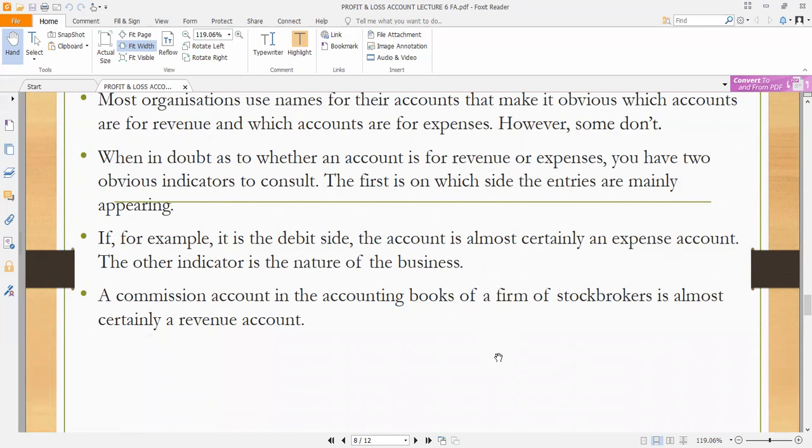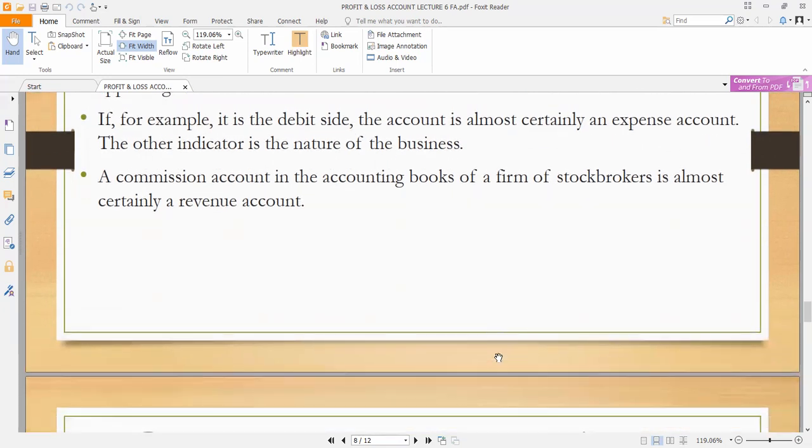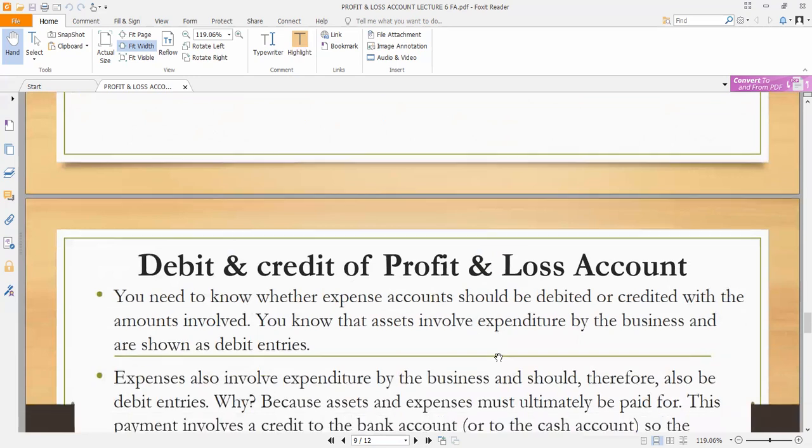Now, a commission account in the accounting books of a firm of stockbrokers is almost certainly a revenue account. Other businesses may not have it, but this one is talking about the stockbroker or any business that is acting as an agent, a business that is working on a commission basis. So this one may have a commission account where it is receiving all the commissions for all the transactions done. Now, let's look at another case.